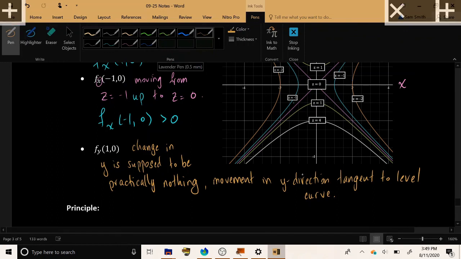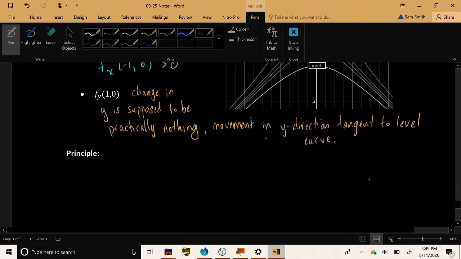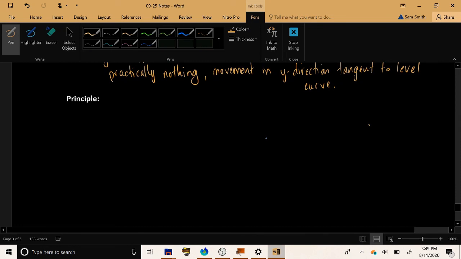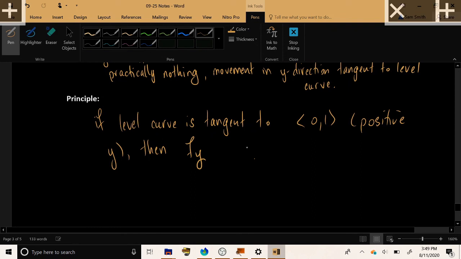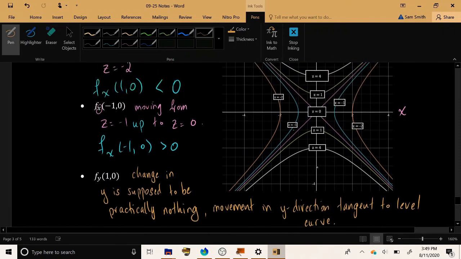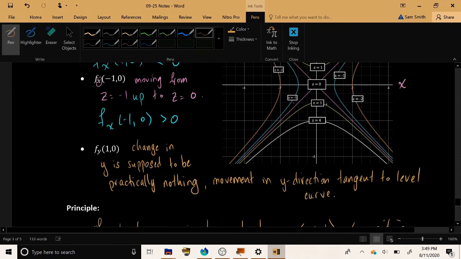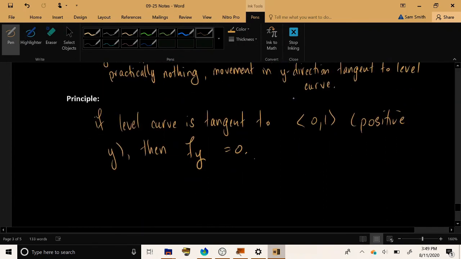So here's a general principle that sometimes I just have to use without thinking too much about it, which is that if the level curve is tangent to the vector 0, 1, positive y, then f sub y is going to be equal to 0, because your function is pretty much still on the level curve that it started on. And because of that, the function's value will remain essentially constant. We'll see essentially no change at all.